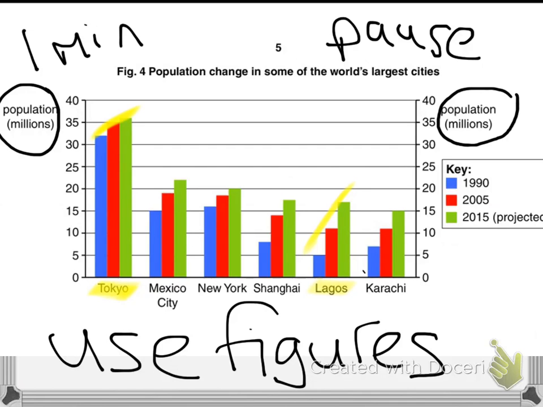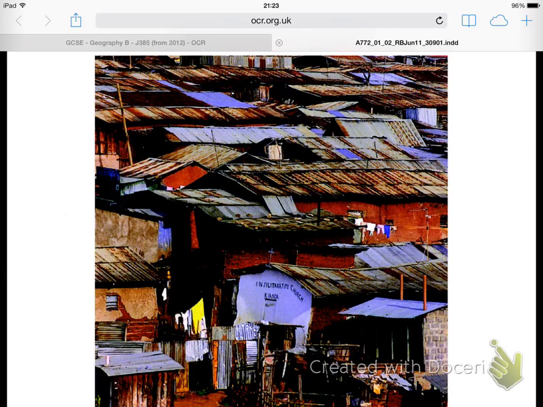This next slide shows figure 5, which is a picture of a squatter settlement in Rio de Janeiro. Have a look at the image just to get yourself a bit of a feel for what squatter settlements look like. Have a look at the construction of the buildings. It's an informal settlement. It's not built to any type of building regulation. Lots of scrap metal used.